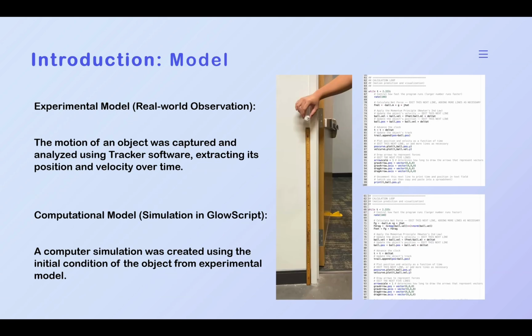Then let's introduce the two models involved in the lab. The first one is the experimental model, which is based on real-world observation. The motion of an object was captured and analyzed using Tracker software, extracting its position and velocity over time. And here is my video.